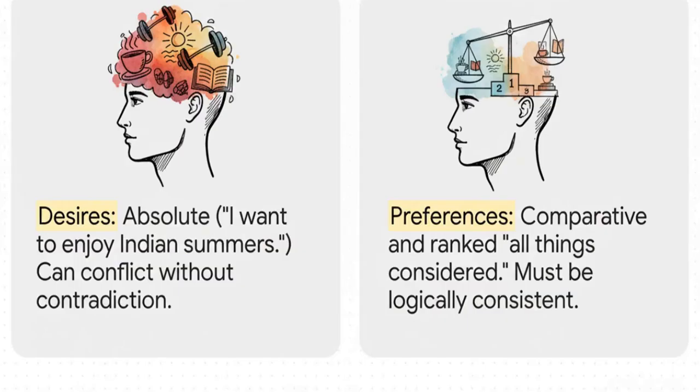And this is a really crucial distinction here. See, a desire is absolute. I want coffee. Simple. You could also want to be healthy, and those two things can clash without you being illogical. But a preference, that's a comparative ranking. It's you saying, all things considered, I prefer this over that. It forces a clear order and lets economists map out exactly what we value.